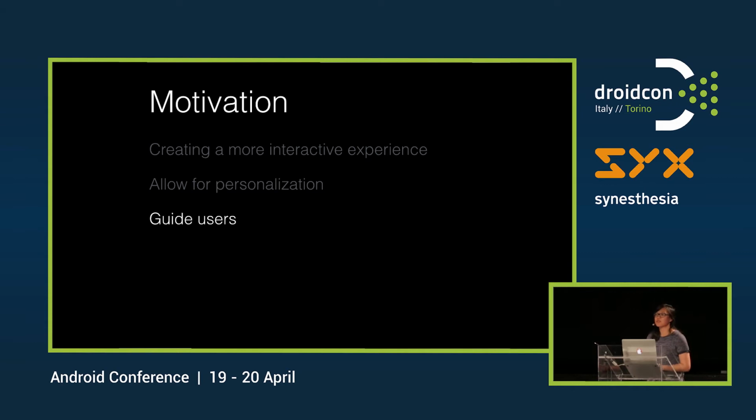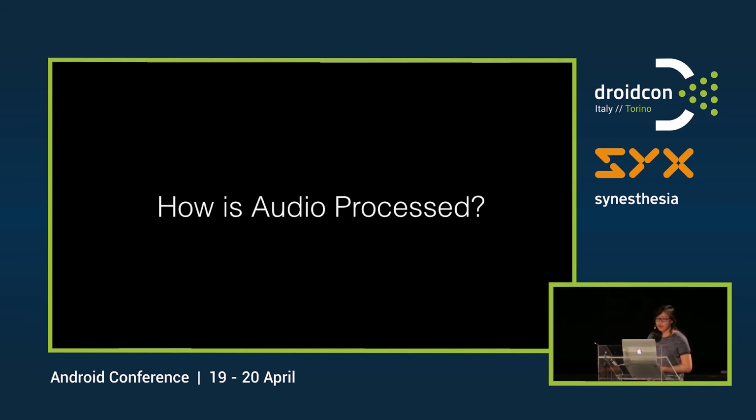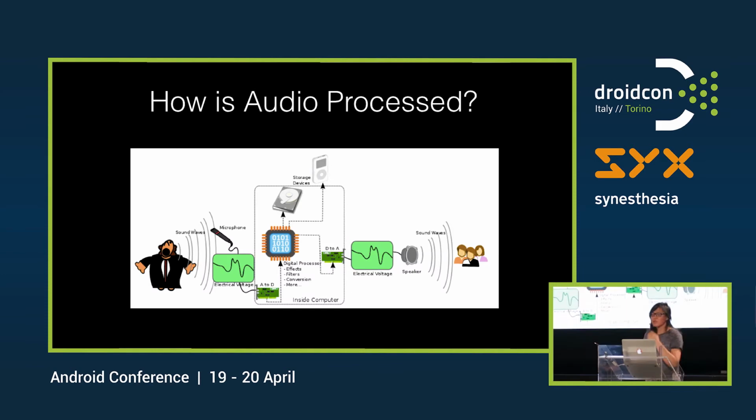So in this case, the users would know a little bit more about what's going on with the oven and how they can interact with it. To start off with how we should implement audio, one of the things that's good to look into is how audio is processed in the first place. How audio is processed is pretty cool.